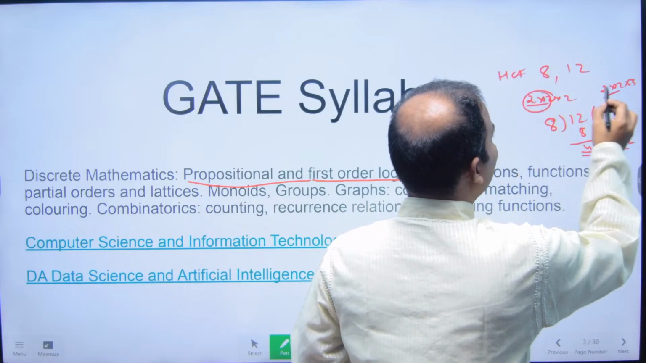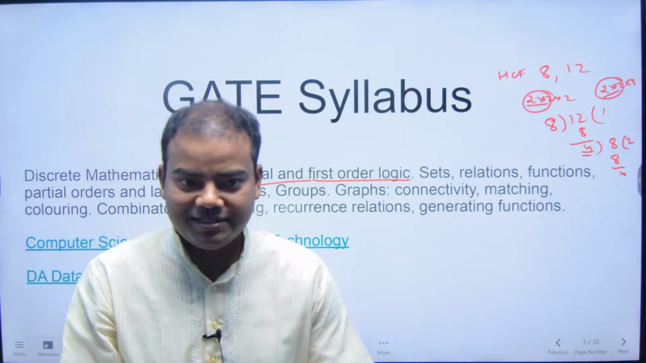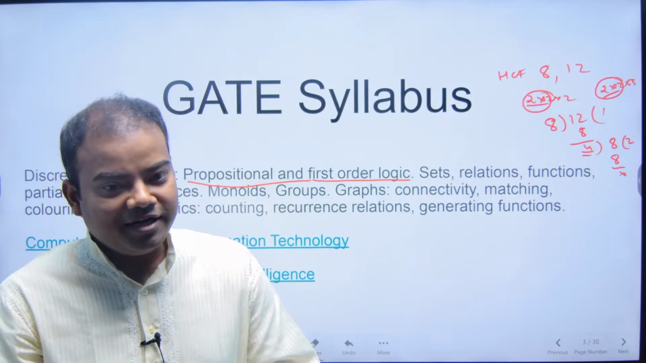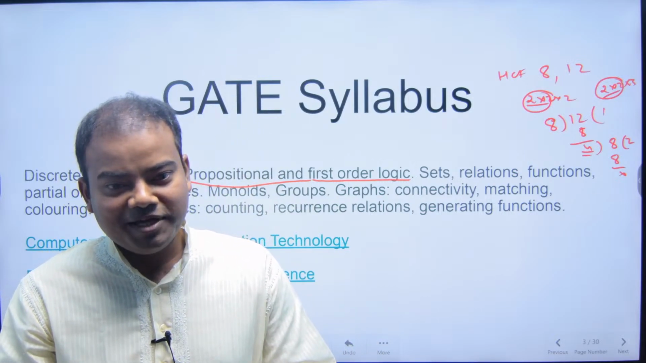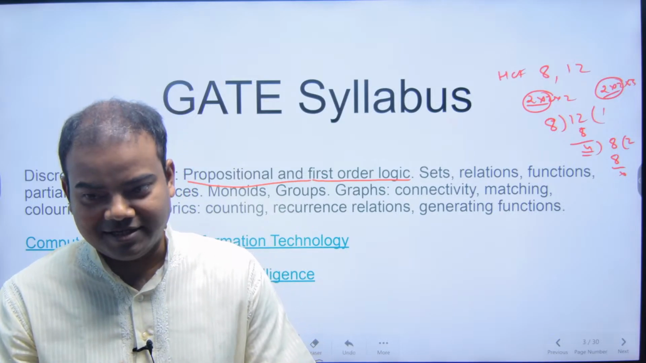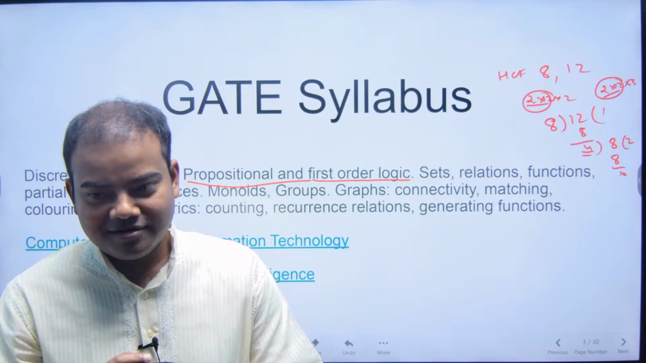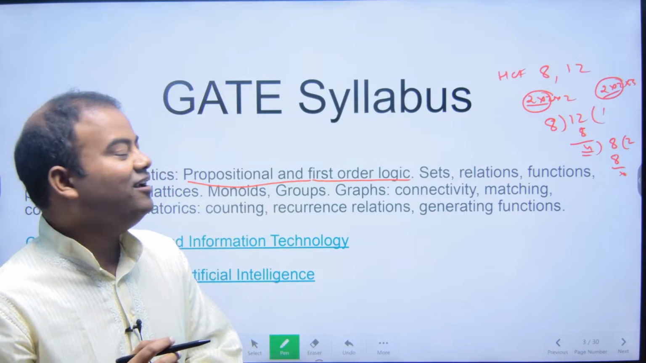So this is also 4. Means both methods are giving this. So can you tell me which is more algorithmic? Second one. Yes, you are right. But why? It is based on division.